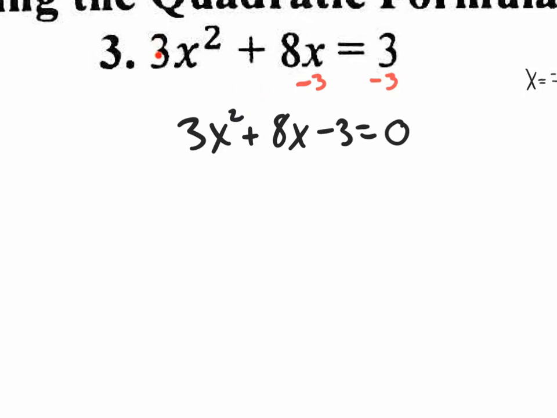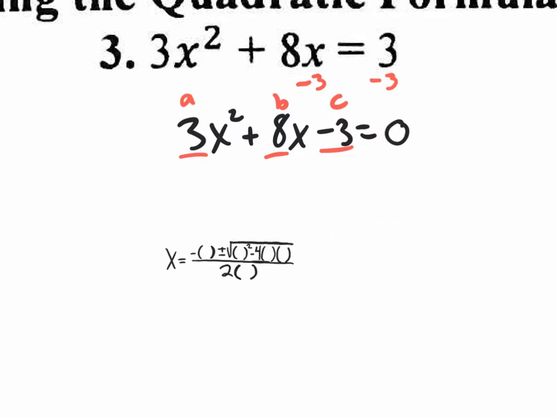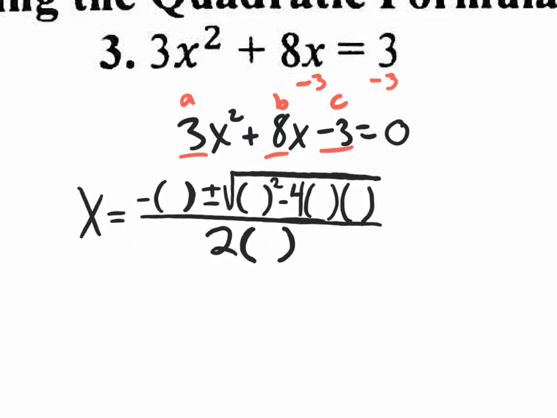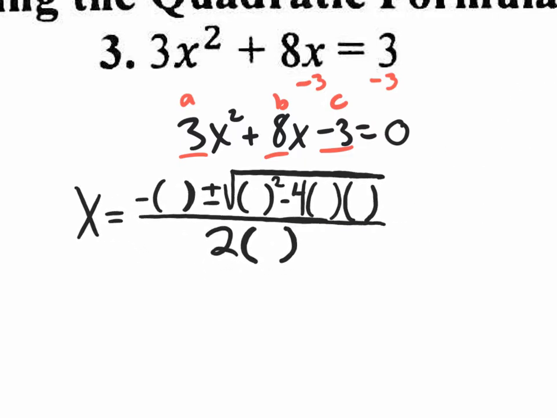But right here, the a value is 3. So let's identify the a value of 3, the b value of 8, the c value of negative 3. Let's use the quadratic formula, but with parentheses instead of the variables to plug them in safely. So let's plug in our b value of 8, the a value of 3 down here as well, and the c value of negative 3.